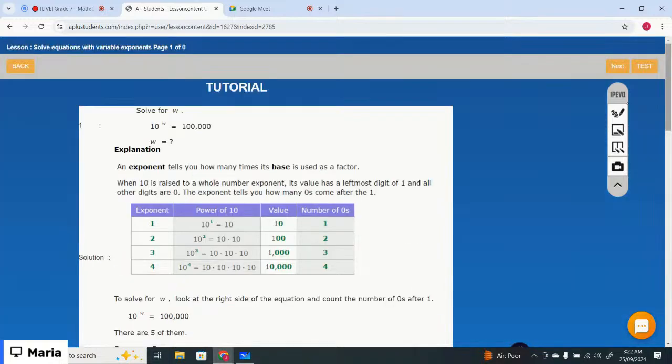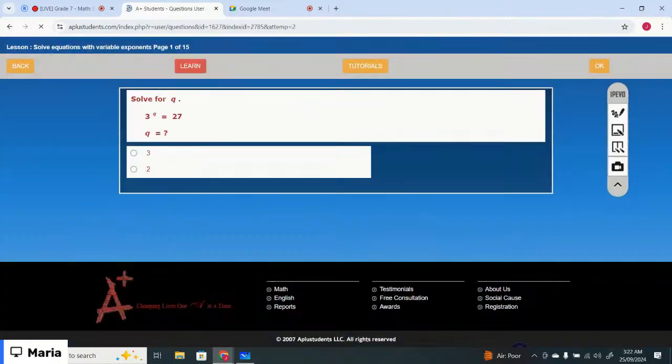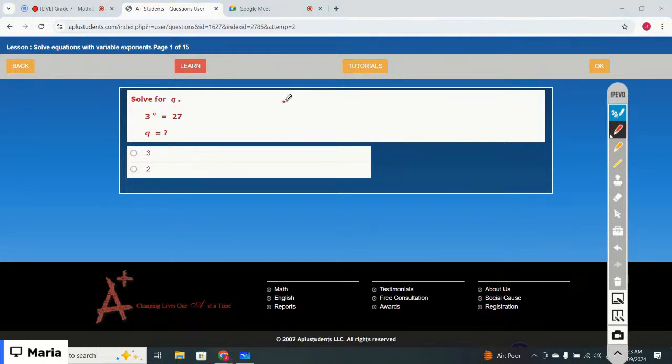Okay, let's just start with the test questions. Solve for q. 3 exponent q equals 27. So how do we evaluate? You are given 3 exponent q equals 27, right? You can write 27 as 3 times 3 times 3, right? You can write it as 3 exponent 3.